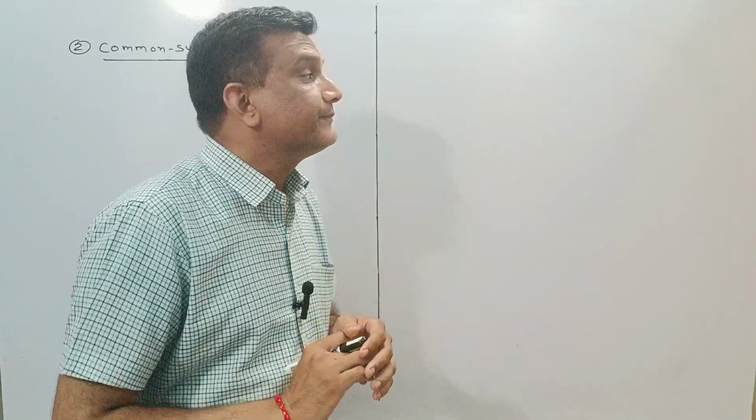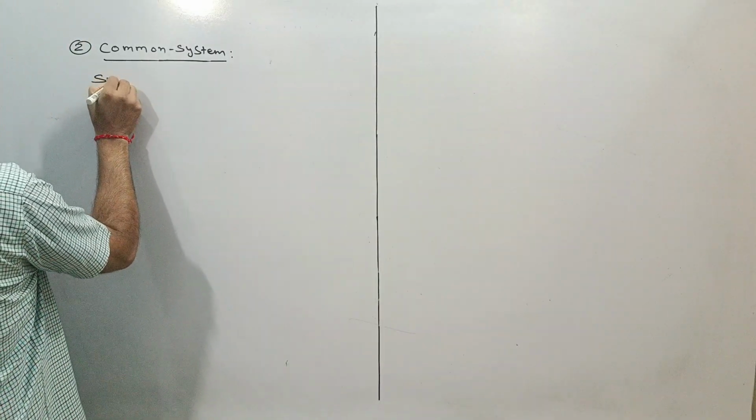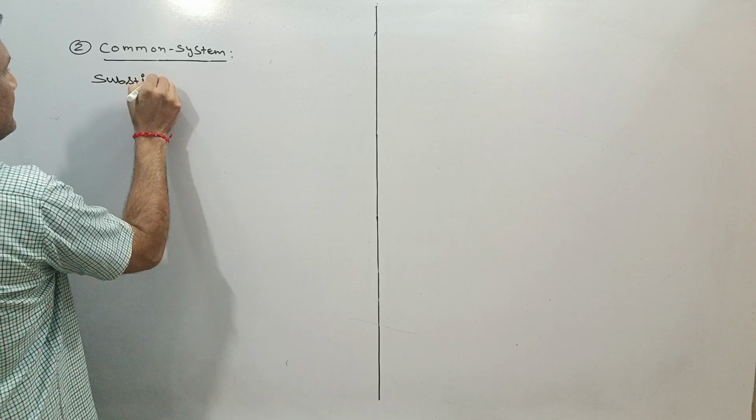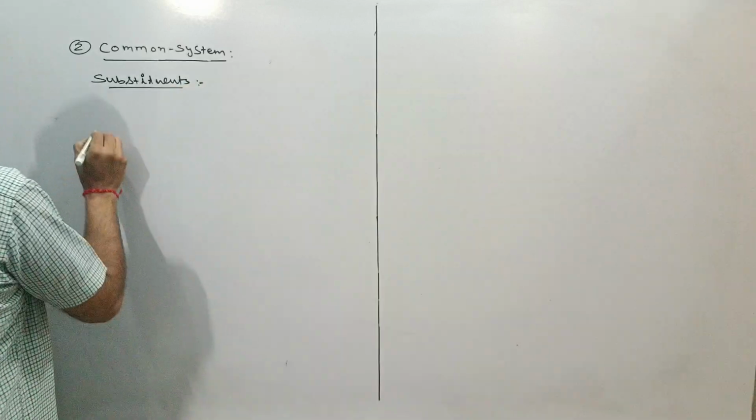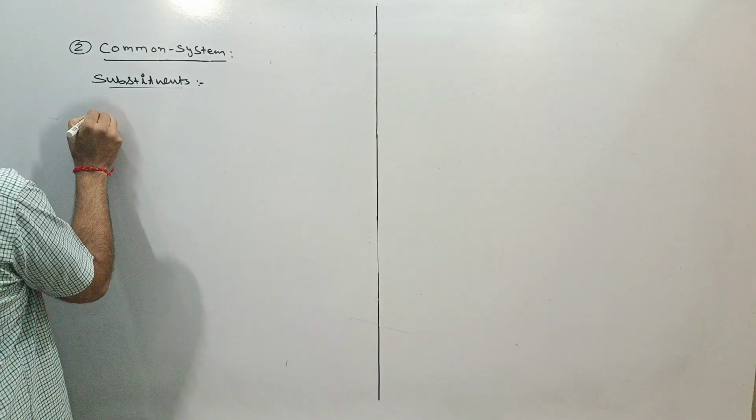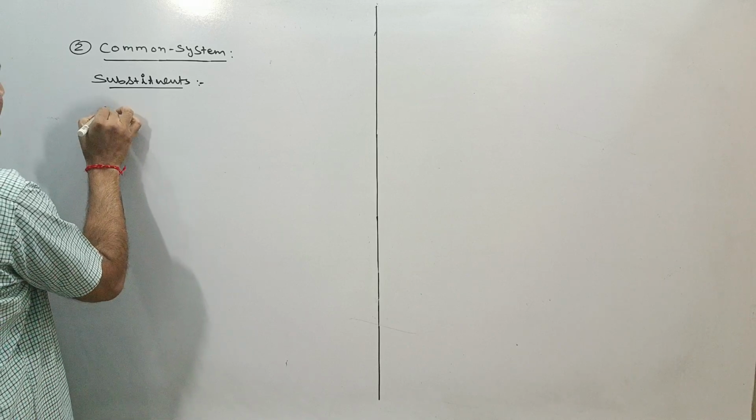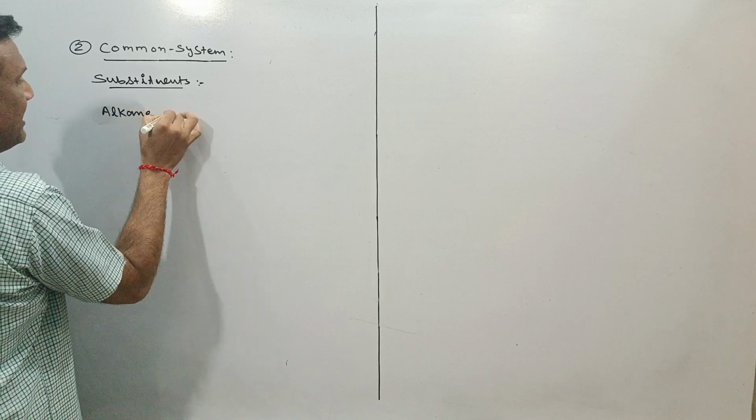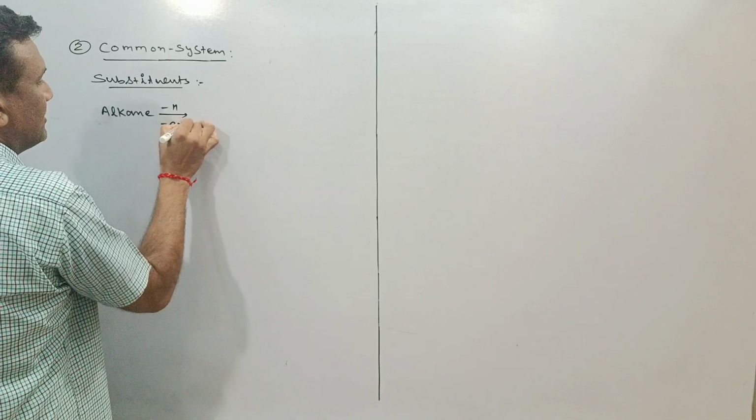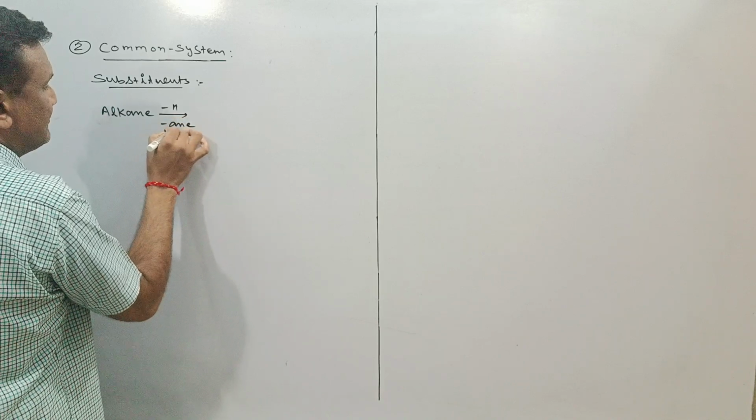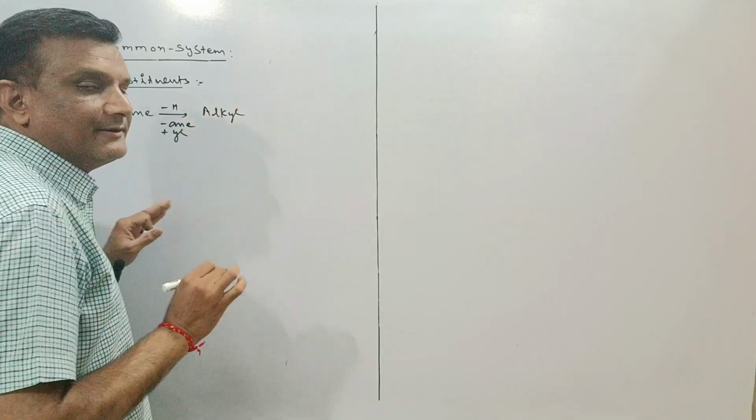See the video properly. If we go with the common system, then it will use some substituents. What are they? First of all, suppose here is any alkane, and if you remove one of the hydrogens from the alkane, then it will remove the suffix "-ane" and use the suffix "yl". So the forming group will be an alkyl.